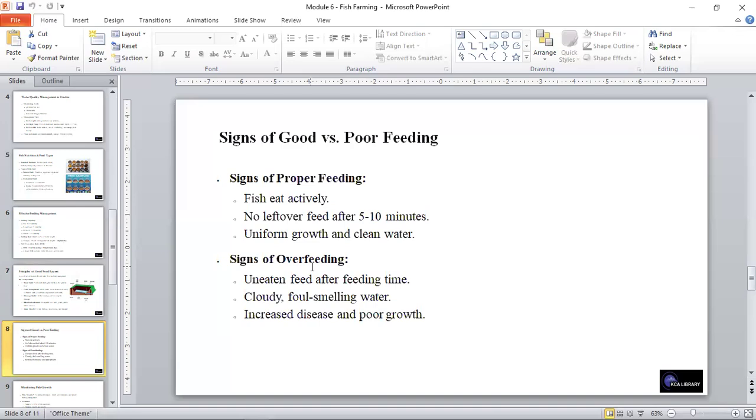Signs of overfeeding: uneaten feed after feeding time, cloudy or foul-smelling water, increased disease and poor growth. These are signs of poor feeding.